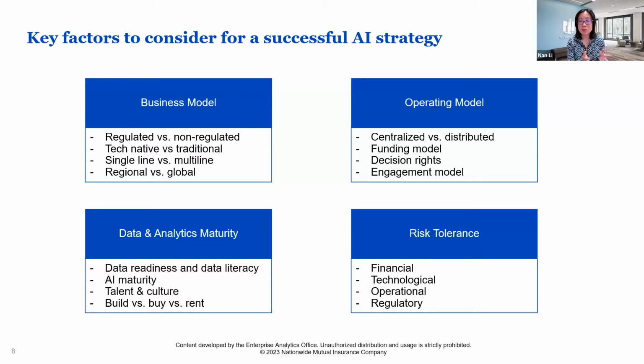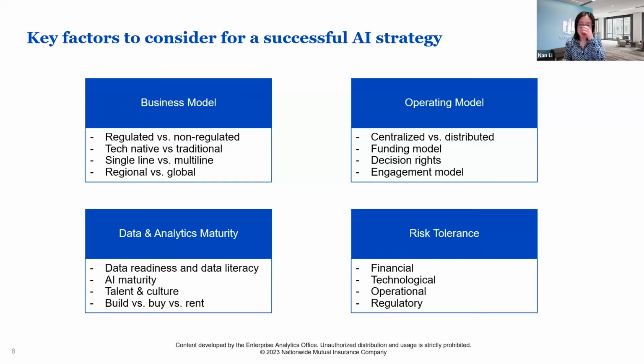Single line versus multi-line is another thing to consider. Usually with single line companies, your alignment might be easier. With multi-line companies, I think balance and portfolio management become more important. Regional and global is another consideration. If it's regional, understanding the legal and compliance requirements may be easy, but in the global environment, different countries and different regions might have different requirements. So that has to be taken into consideration.